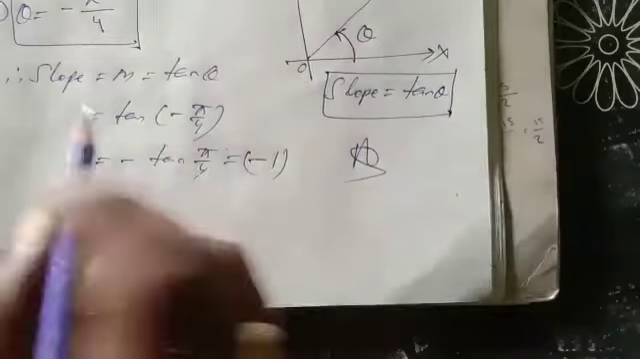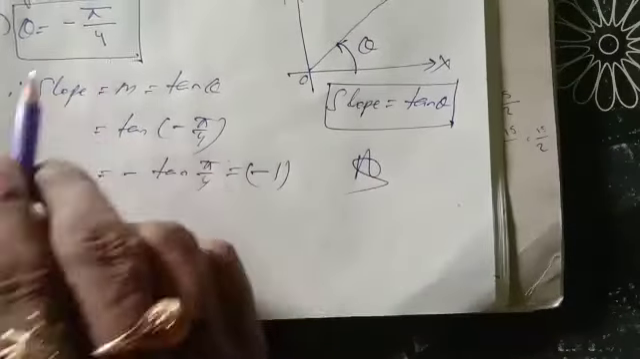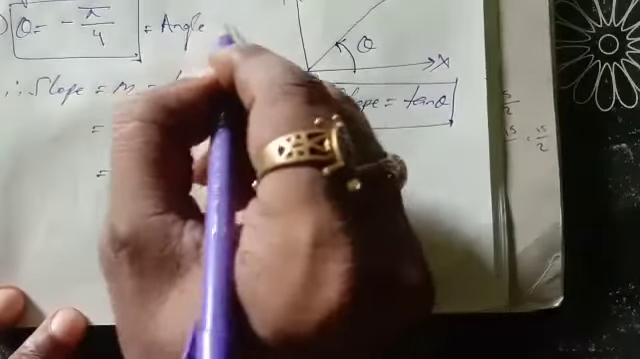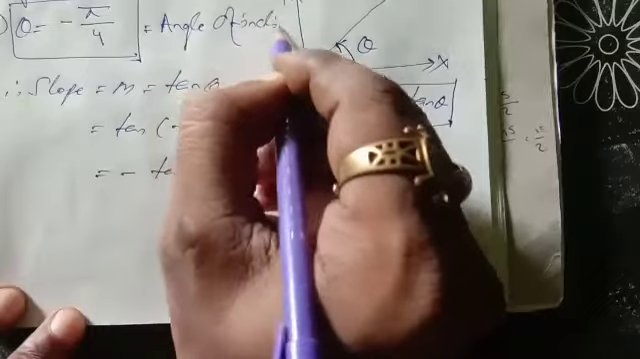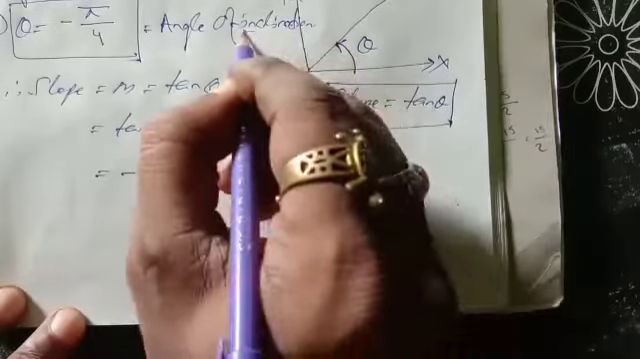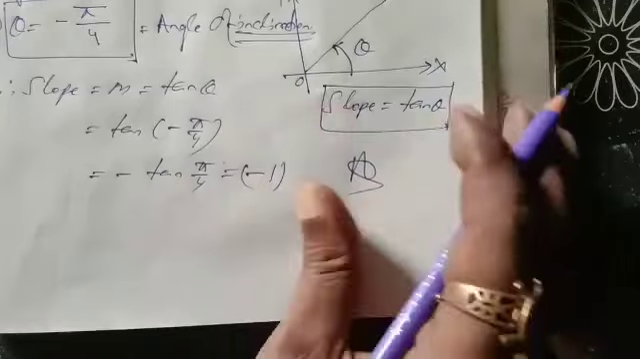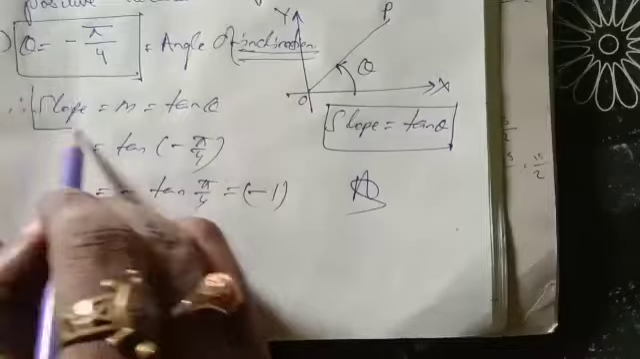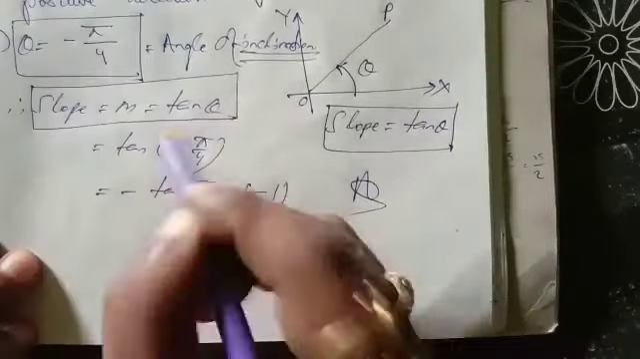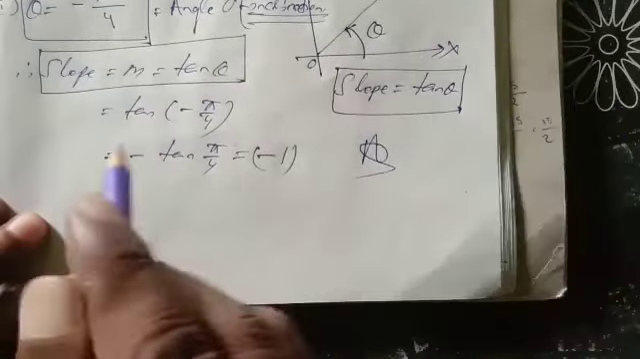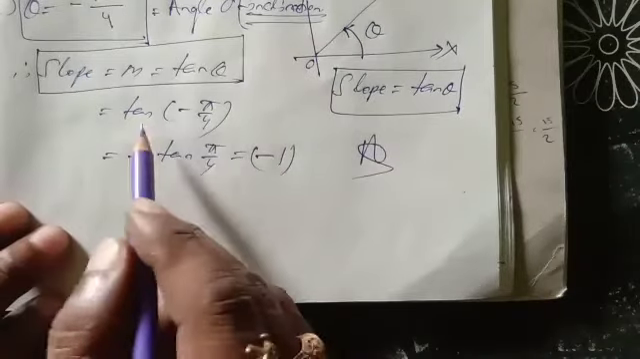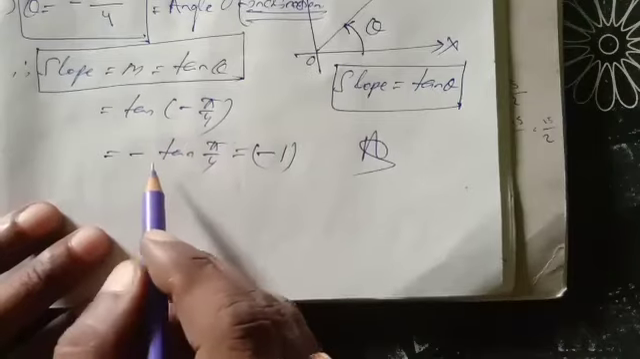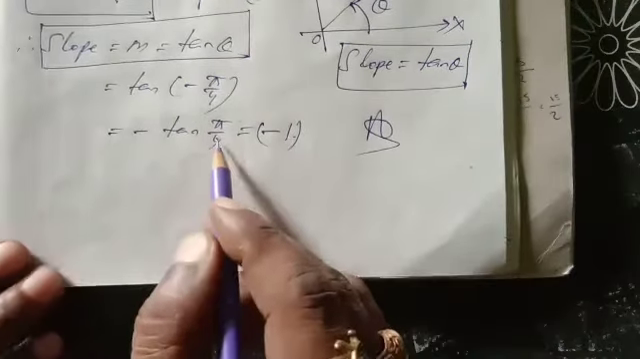This is called the angle of inclination with the positive direction of the x-axis. If the angle of inclination is given, then to find the slope the formula is m is equal to tan theta. Using the formula, the angle of inclination minus pi by 4 means tan of minus pi by 4. This is in the fourth quadrant, so it will be minus. Minus tan pi by 4 means minus 1, since pi by 4 means 45 degrees.